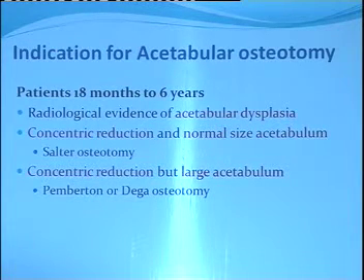Indications for acetabular osteotomy. Patients between the age of 18 months to 6 years. If the patient is between this age, what are the osteotomies that you can perform? There is radiological evidence of acetabular dysplasia, there is a concentric reduction, and normal size acetabulum. These three situations: Salter's osteotomy. The second situation is concentric reduction but large acetabulum. Then Pemberton or Dega osteotomy that reduces the volume of the acetabulum.